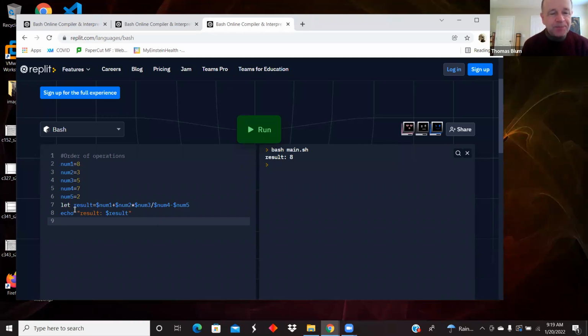And so overall our result was 8. We can tell that the multiplication came before the division, because if we had done num3 divided by num4, remember that it's integer division, then 5 divided by 7 in integer division would have given us 0. And so then num2 times 0 would be 0. And then 8 plus 0 minus 2 would have given us 6. So we can see that it was the multiplication first because of its order on the line, then the division, then the addition, then the subtraction.